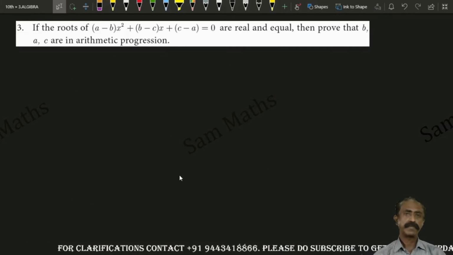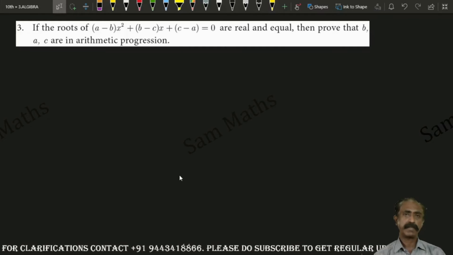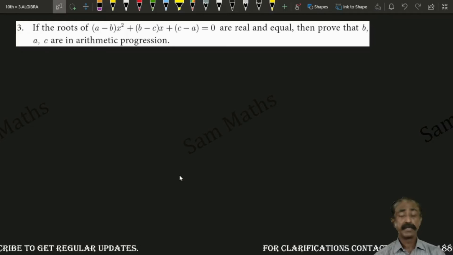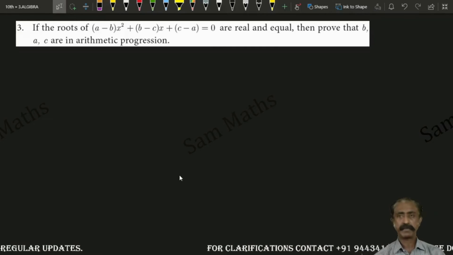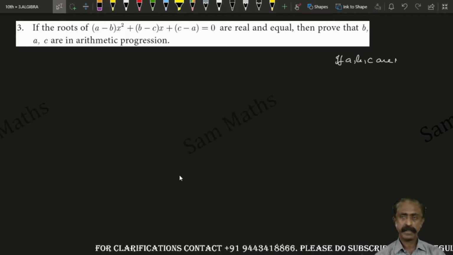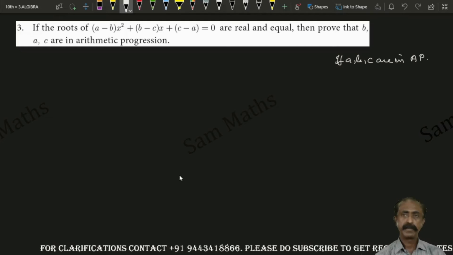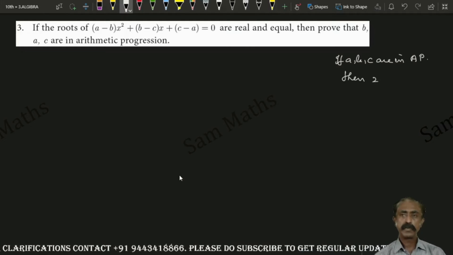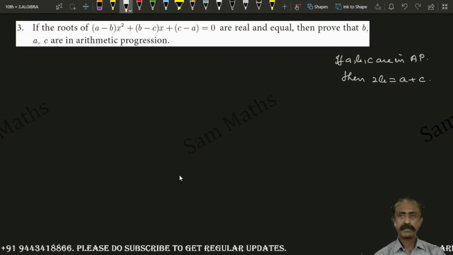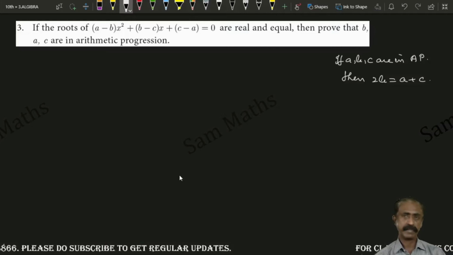If the roots of (a minus b) x square plus (b minus c) x plus (c minus a) equal to 0 are real and equal, then prove that b, a, c are in arithmetic progression. First, I like to say the concept of arithmetic progression. If a, b, c are in AP, then 2 times of b is equal to a plus c. Clear, children? 2 times of the middle one is equal to sum of the extremes.